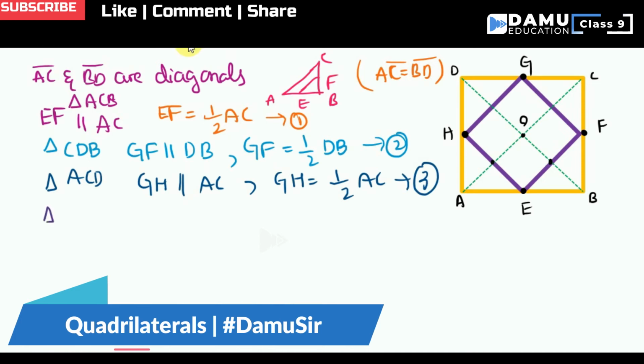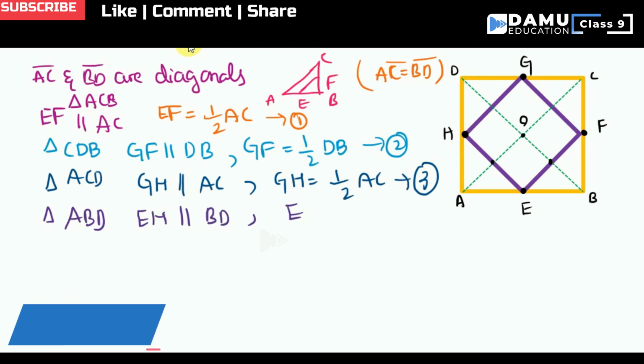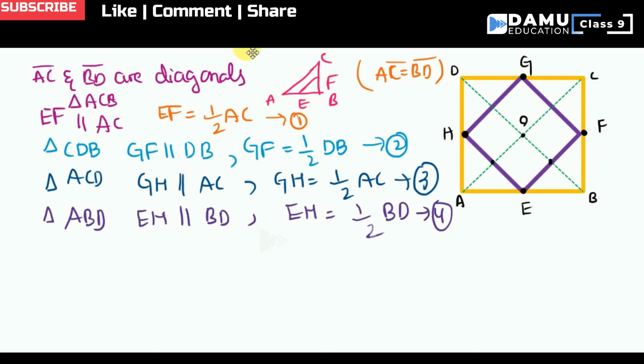Then equation 4. Let's consider triangle ABD. EH is parallel to BD. Then EH is equal to half of BD. Let's take this as equation 4. Finally, we can write one condition here: all the sides and diagonals are equal. Since DB and AC are equal diagonals, EF will be equal to GF, GH, and EH, which are equal to half of BD, that will be equal to half of AC.